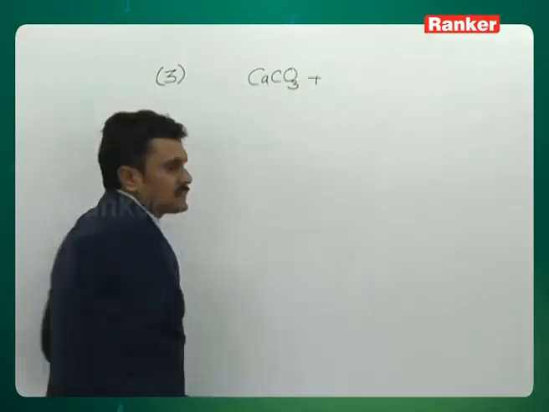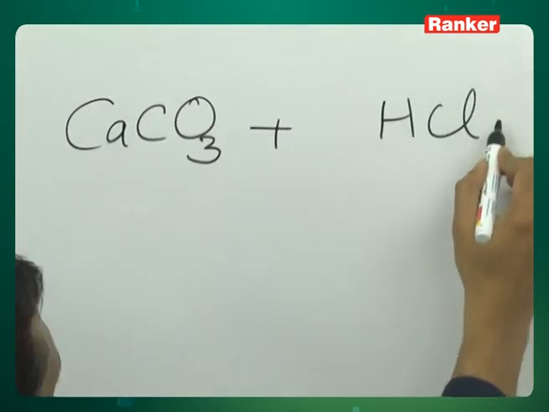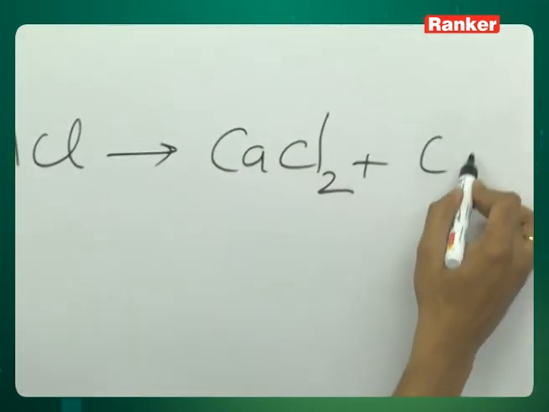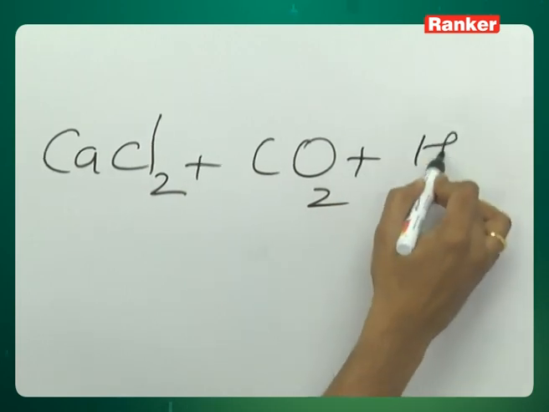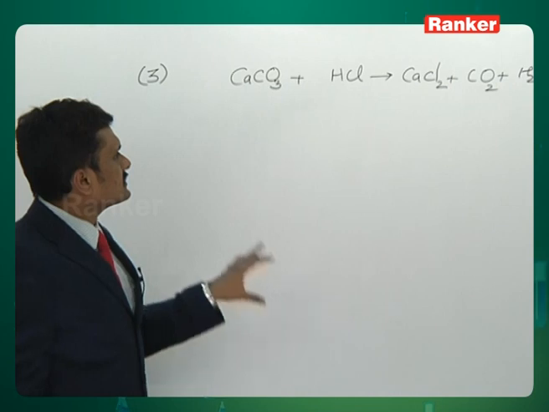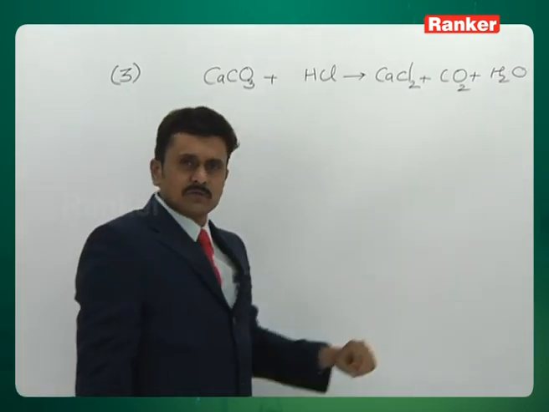In this problem you should understand that the marble chips are nothing but calcium carbonate, and when it is made to dissolve in a mineral acid, you are going to get the salt and water. Since they are carbonates, they are also going to evolve CO2 gas. So here this is the concerned reaction which is taking place to produce anhydrous CaCl2 and CO2 along with water.